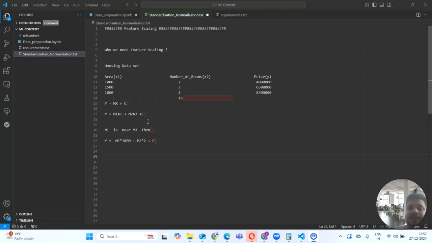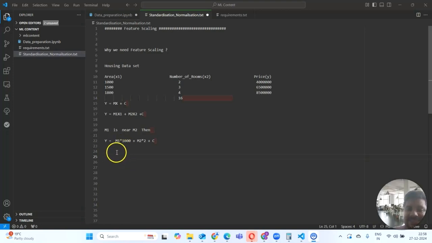Let's imagine that m1 is near about m2, because m1 and m2 are basically the coefficients. So what will happen for the very first row? I can write y is equal to m1 into 1000 plus m2 into 2 plus c, right? When model training happens, the model learns that this particular value is very huge compared to this one, so it will give weightage to this value. That means it gives weightage to area.